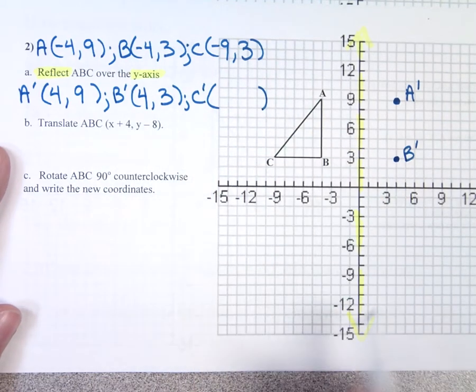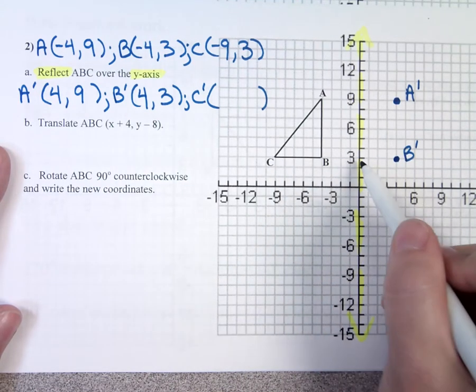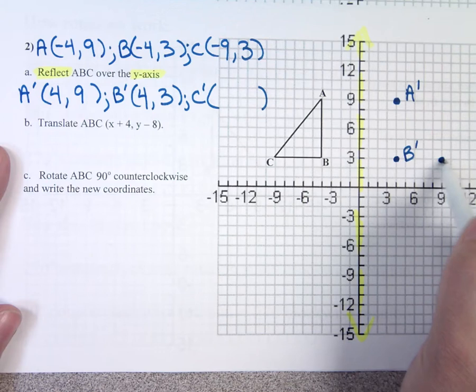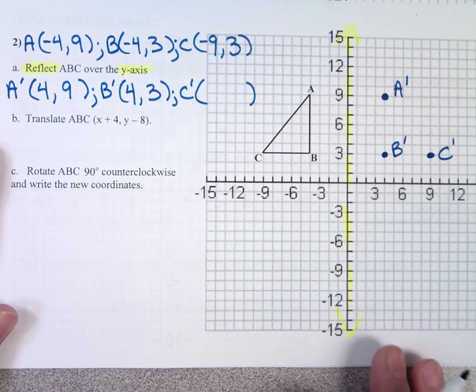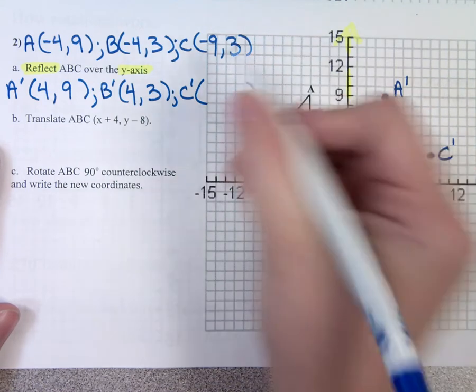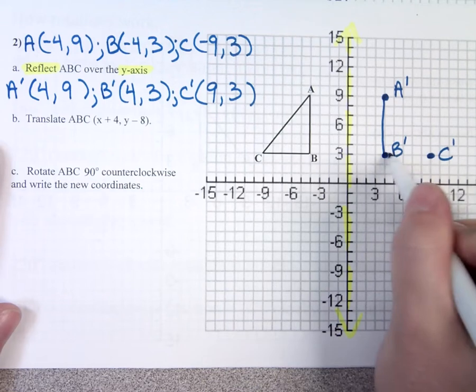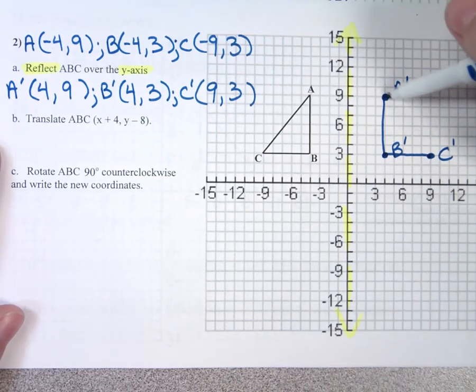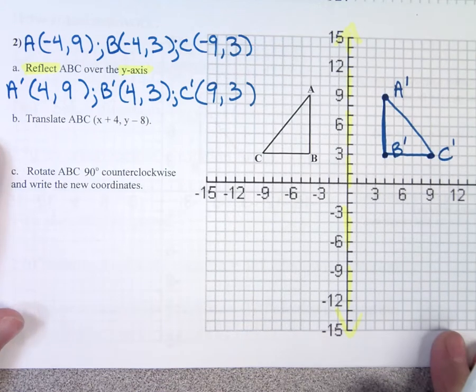And then C. How far away is C from the y-axis? Not 8. 9. So I'll go 9 the other way. And there's my new C called C prime. And what's his ordered pair? 9, 3. Okay, so I'm going to go ahead and draw this triangle. And this is a reflection across the y-axis.